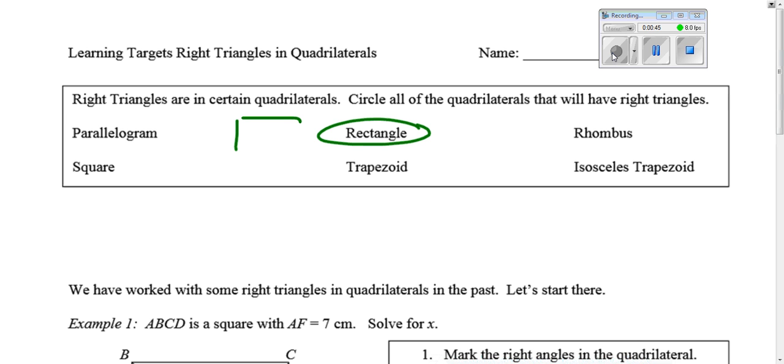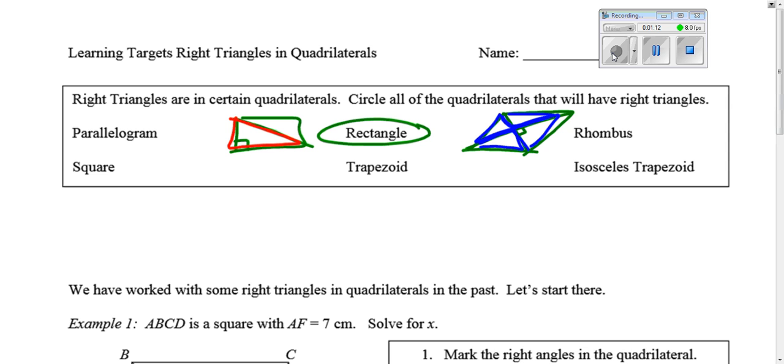Because a rectangle, remember, has 4 right angles. So if I were to draw a diagonal here, I am now making a right triangle right here. We also know that rhombuses do because remember, where do you see right angles in a rhombus? It's not in the sides, but it's at the diagonals. They cross perpendicular at 90-degree angles. So here's a 90-degree angle, so I've actually formed 4 different right triangles, all of those inside ones.